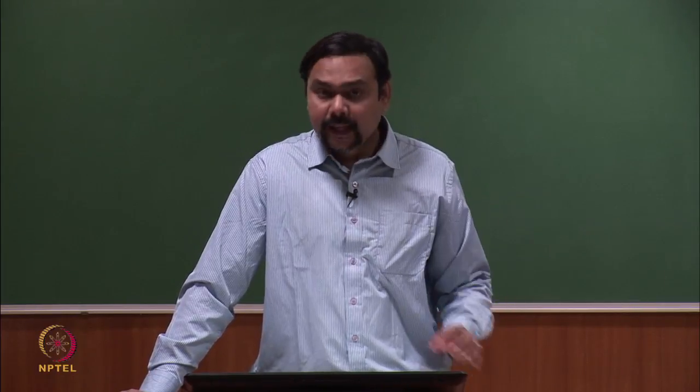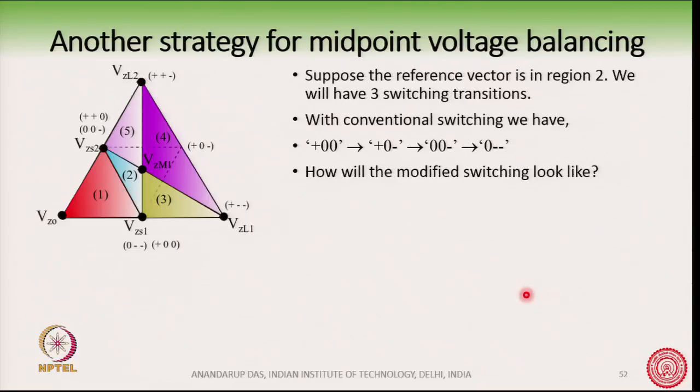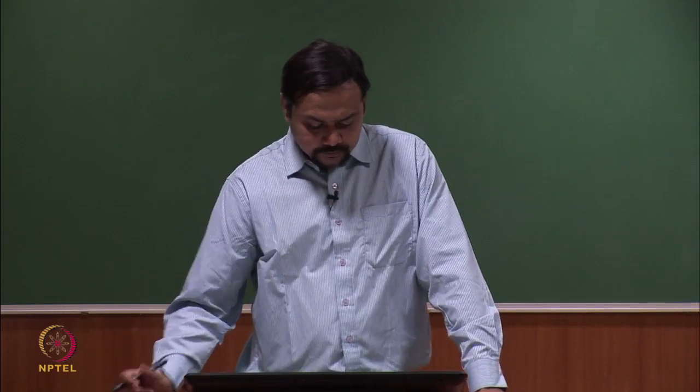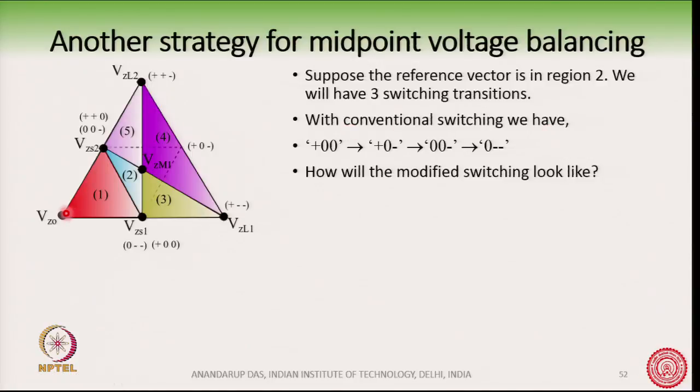Okay. So, we can see how the modified switching will look like with this kind of a virtual vector. With conventional switching, the reference vector is somewhere in here. Okay. Suppose the reference vector is here. So, we will now see or compare how much will be the extra switching due to the virtual vector. What happens in a conventional space vector PWM for NPC, and what happens when we introduce this virtual vector.